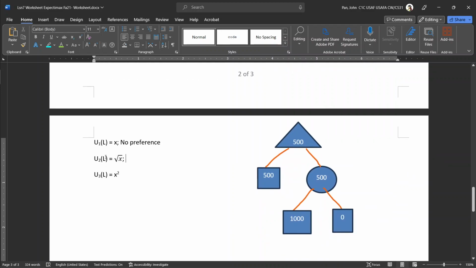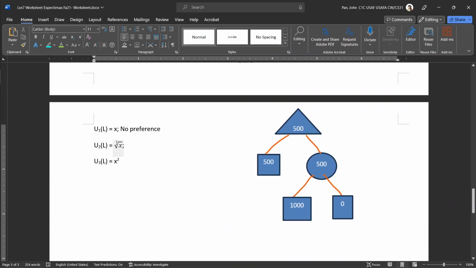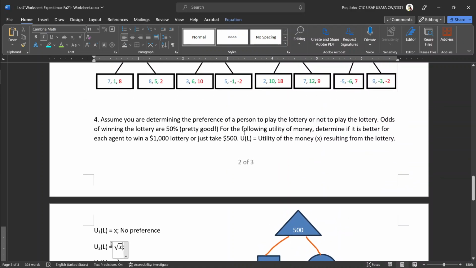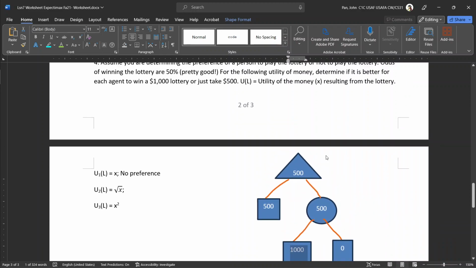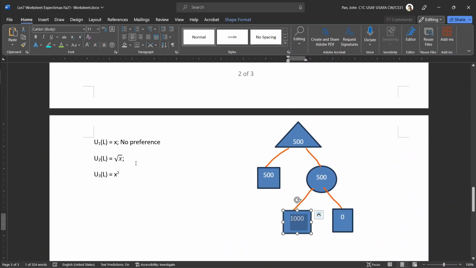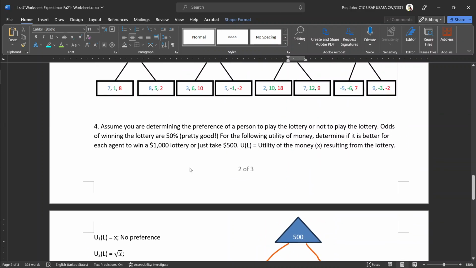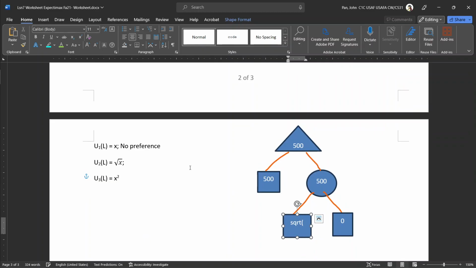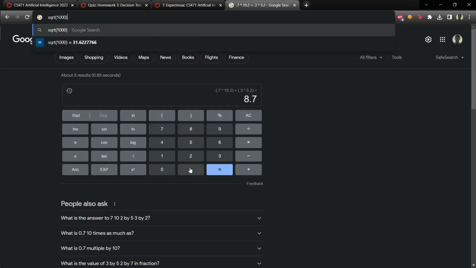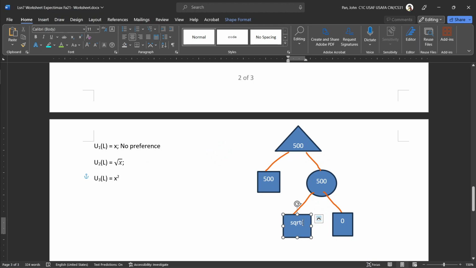Now we have utility function 2, which square roots the money that we win from the lottery. So this $1,000 right here that we win from the lottery goes through this utility function and becomes square root of 1,000, which is simply 100. That's not right. Square root of 1,000 is 31.6.